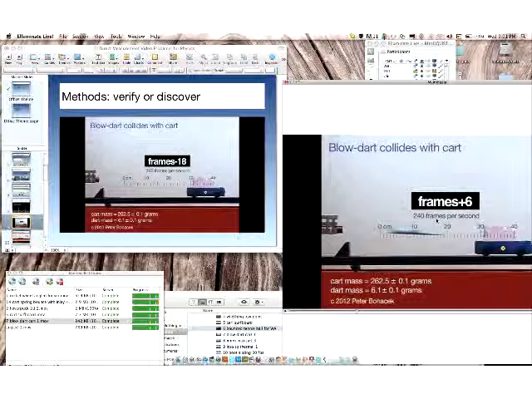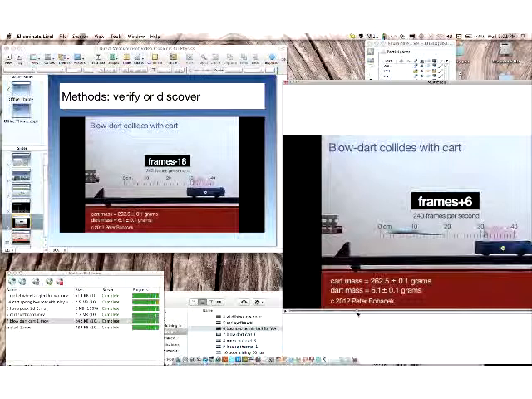And for what it's worth, to get an image to look like that, you have to have a lot of light shining on the thing for the shutter speed to be fast enough that you get a sharp image. But at this point, they can count the frames, and they can see the distance, and they can figure out what the momentum of the dart is. They're given the mass of the dart in the bottom of the video.